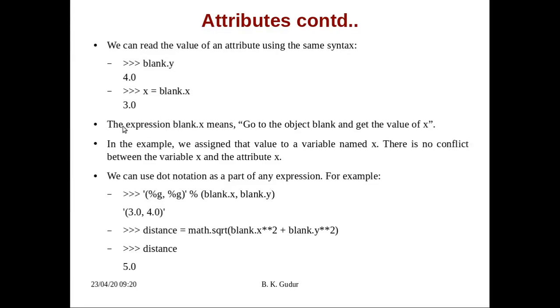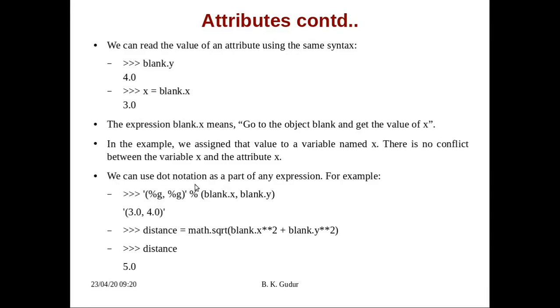So the meaning of the expression blank.x is: go to the object blank and get the value of x. In the example we assigned that value to a variable named x. Remember, there is no conflict between the variable x and the attribute x, because x is a normal variable, whereas blank.x is an attribute, which is nothing but an object variable.